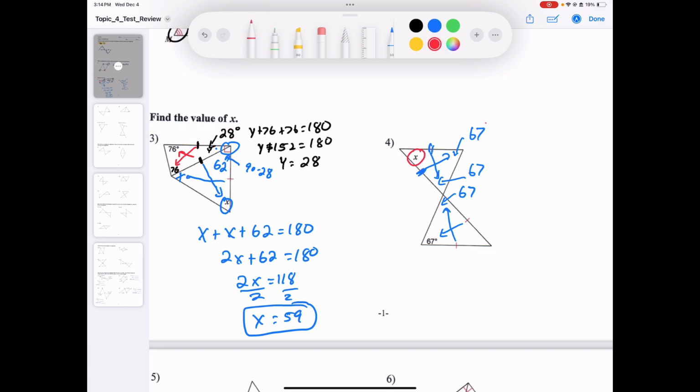So now if I look at here, here, and here, that's the inside of a triangle. So those three added together have to equal 180. 67 plus 67 is 134. So you get x plus 134 equals 180. Subtract 134 from 180. You get x is equal to 46.